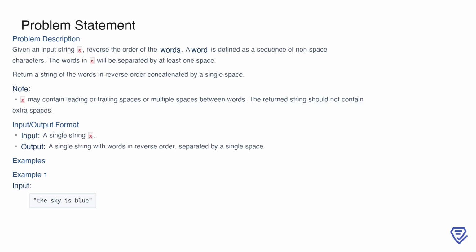Additionally, the return string must be cleaned up to remove any leading or trailing spaces, as well as reduce any multiple spaces between words to just one. For example, if the input string is "the sky is blue", the output should be "blue is sky the". Let's dive into the input and output formats to understand this better.